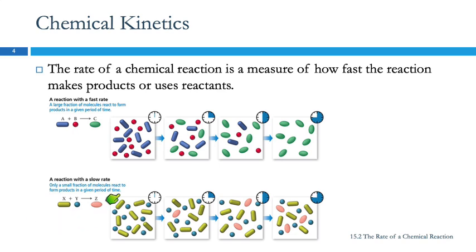In this slow reaction, again, starting with only reactants, but because this reaction occurs much more slowly, in that same amount of time, it has not finished all of the reaction. Some of the pieces have reacted, but not all of them. Does that make sense? So this is a slow reaction, and that's a fast reaction.